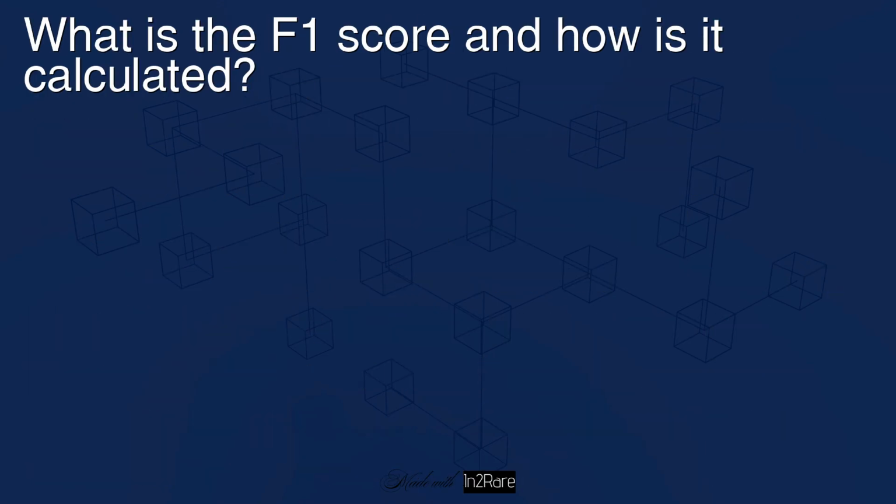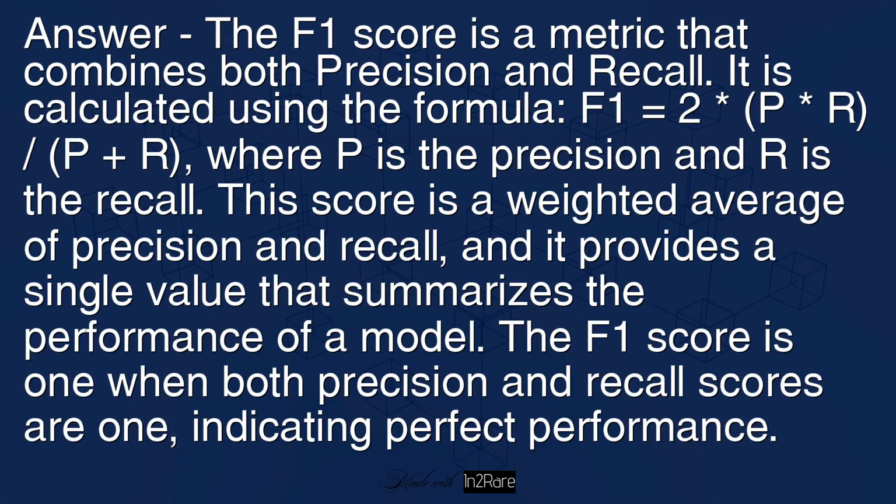What is the F score and how is it calculated? Answer: the F score is a metric that combines both precision and recall. It is calculated using the formula F equals 2 * P * R / (P + R), where P is the precision and R is the recall. This score is a weighted average of precision and recall, and it provides a single value that summarizes the performance of a model. The F score is 1 when both precision and recall scores are 1, indicating perfect performance.